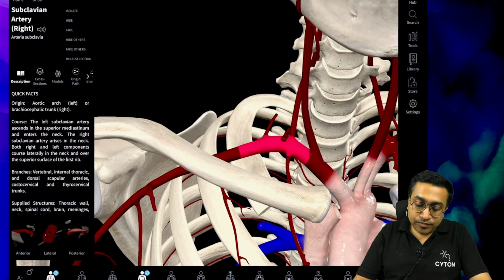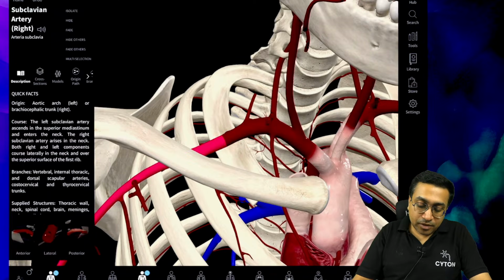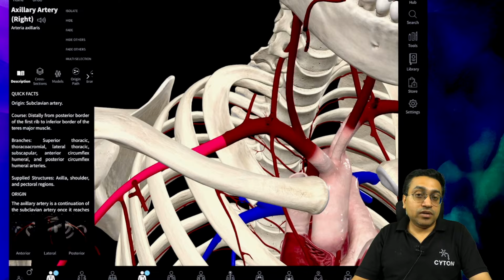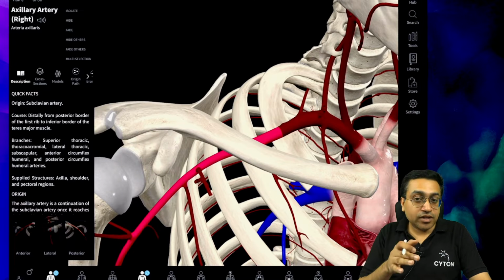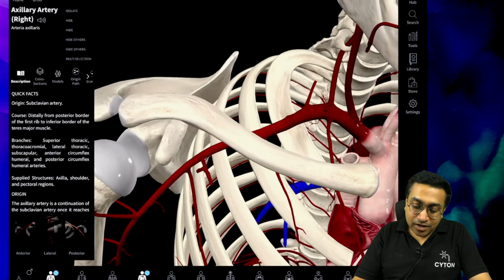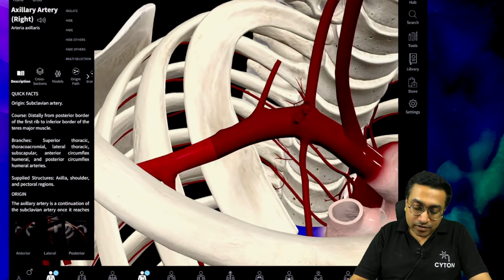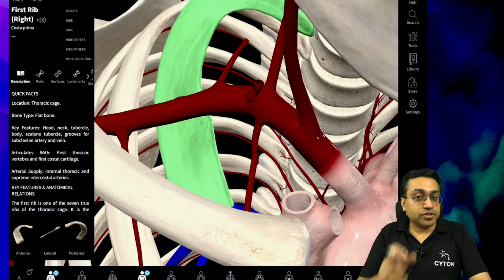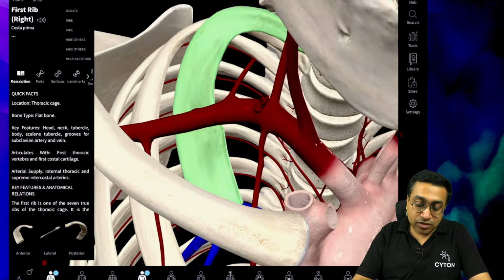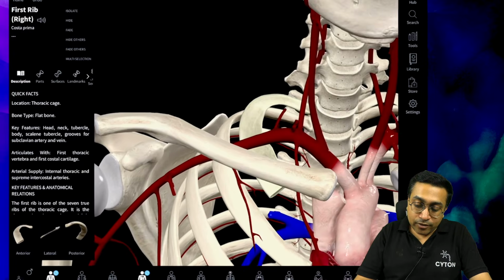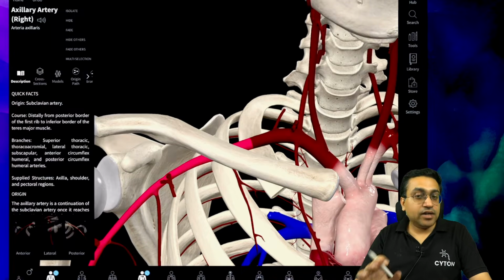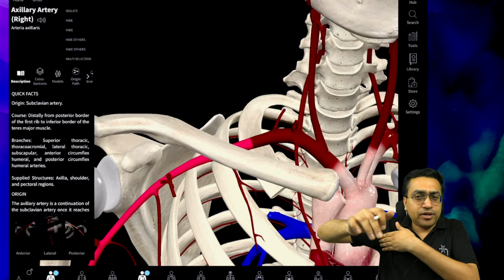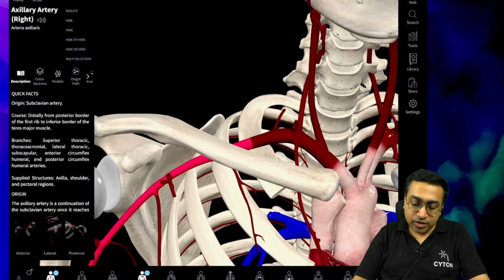Now you see and trace this subclavian, and if you see carefully, the subclavian changes its name to axillary artery, and axillary artery is known as axillary artery from the outer border of the first rib. So that is also a landmark structure which we will talk about eventually. So this is the axillary artery which we have reached, axilla, armpit region. So axillary artery, I hope it is easy to remember.